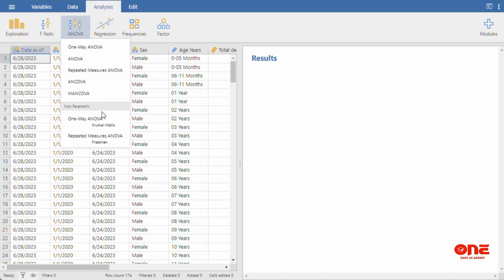So the full meaning of ANOVA is analysis of variance. So what exactly do we use ANOVA for? ANOVA is used to determine the difference between the means among two categorical data. In this case, we have sex as the categorical data, and under that we have female and male.